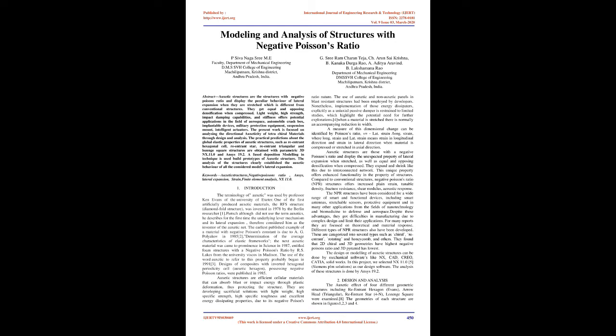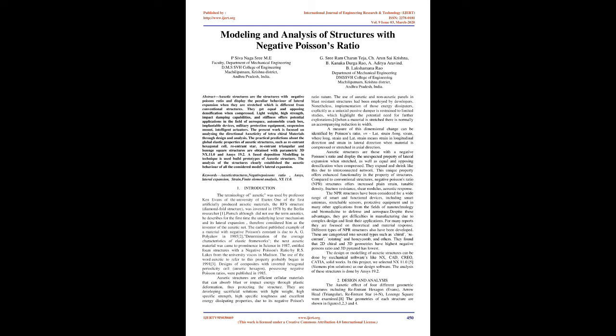The practical predictions about the global elastic properties of auxetic structures, such as reentrant hexagonal cell, reentrant star, reentrant triangular and lozenge square structures, are obtained with parametric 3D NX 11.0 and ANSYS 19.2. A fused deposition modeling technique is used to build prototypes of auxetic structures. The analysis of the structures clearly established the auxetic behavior of all the considered models. Keywords: auxetic structures, negative Poisson's ratio, ANSYS, lateral expansion, strain, finite element analysis, NX 11.0.